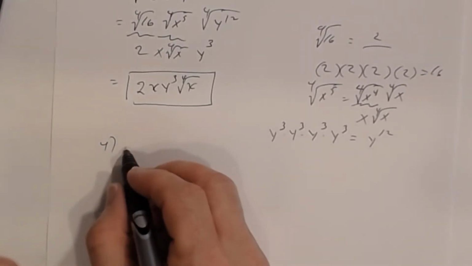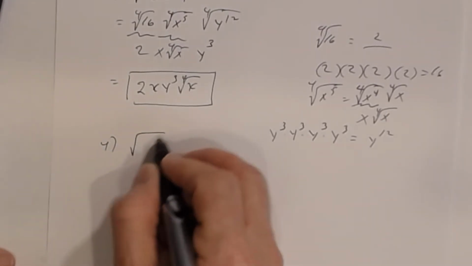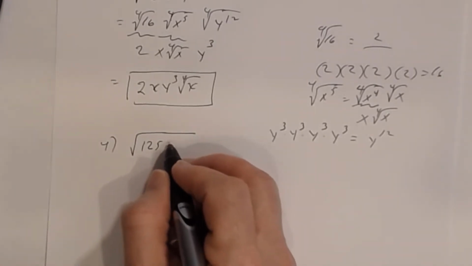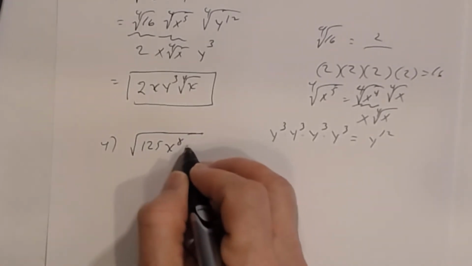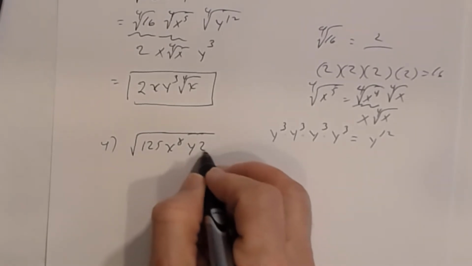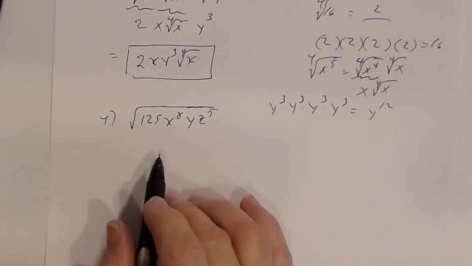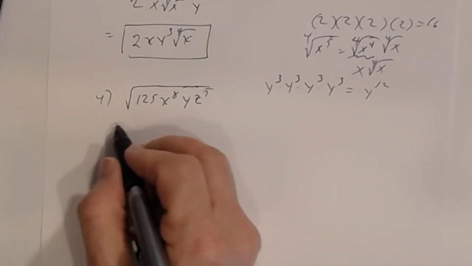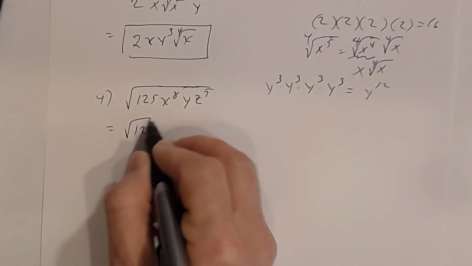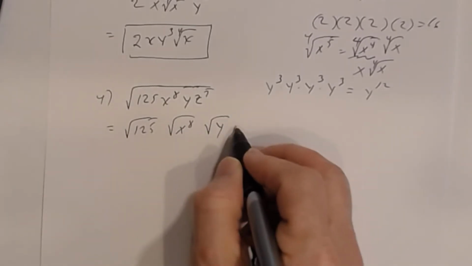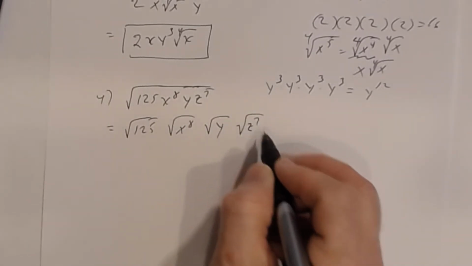Okay, let's look at number 4. We have the square root of 125 x to the 8th, y, z to the 7th. Again, let's use the product rule. So this would be the square root of 125 times the square root of x to the 8th times the square root of y times the square root of z to the 7th.